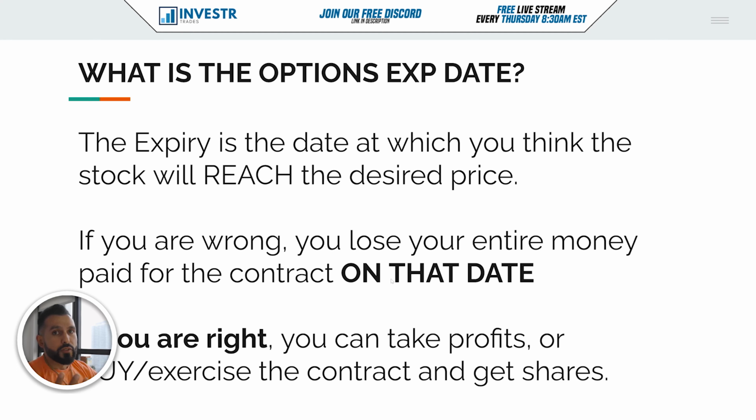So a lot of people get confused here. You don't have to wait till expiry. You can sell your contracts for profits and be done with it. You don't have to exercise the contract. You don't have to buy the shares. If you're buying a call today and tomorrow the price goes up and your expiry is next week, you can sell that contract and take your profits and run.